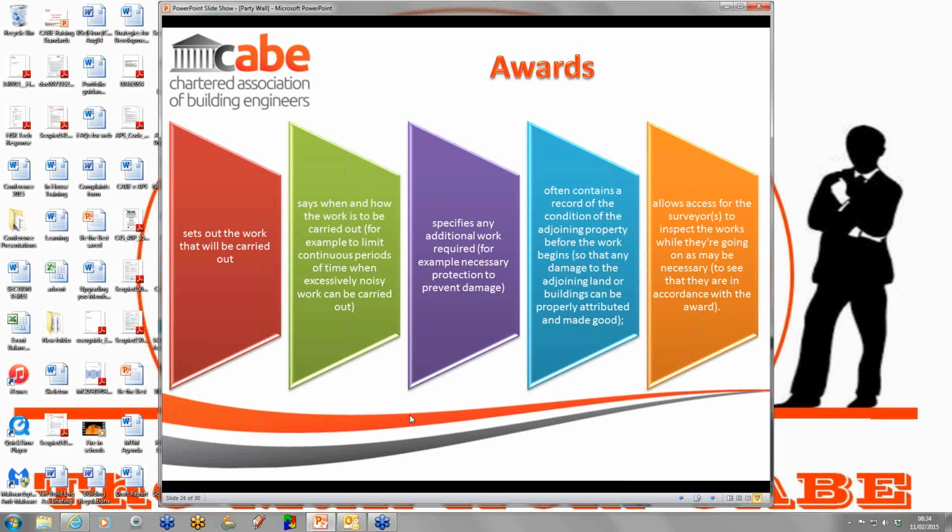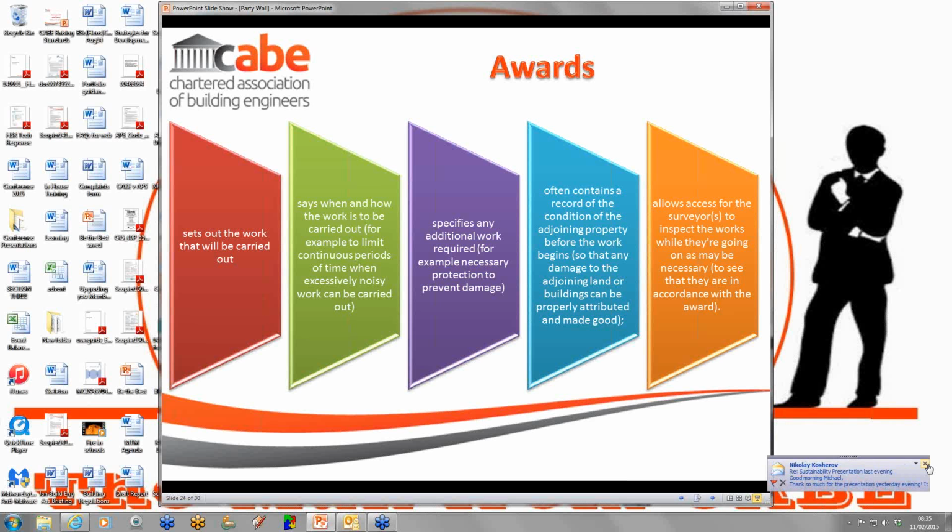The award might also detail any extra work that's going to be required to protect the neighbouring property and to prevent any damage, or detail the way in which the work may be carried out. So it could well be that as part of the award the conclusion is that we move to something like a raft foundation, or something that's not necessarily going to undermine next door, or something of that sort.